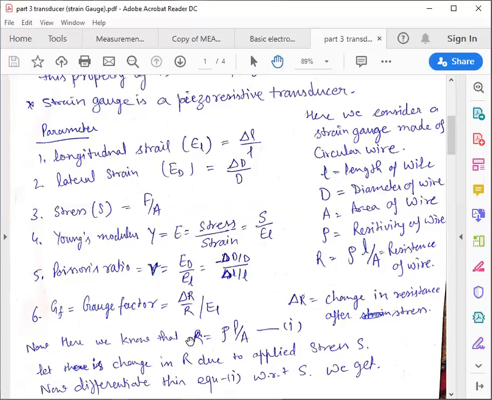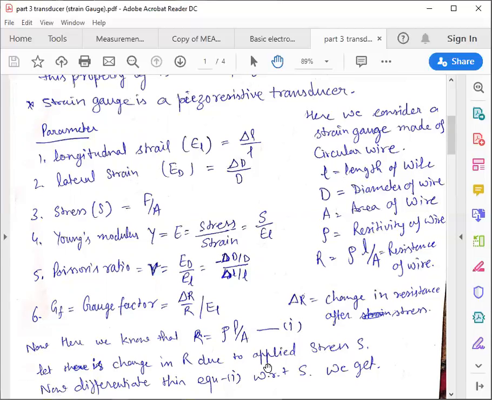Now we know that the original resistance of the wire is R. R is equal to rho L by A, which is denoted by equation 1. Now we want to calculate the gauge factor. To calculate the gauge factor, first, we apply stress on this wire, whose resistance is given by R = rho L by A. If we apply stress on this wire, there will be a change in the resistance of the wire, and that change is due to change in resistivity, change in length, and change in area. Area of cross section depends on the diameter of the wire. So now, to calculate the gauge factor, first we differentiate this equation 1 with respect to S. Here we will take partial differentiation.